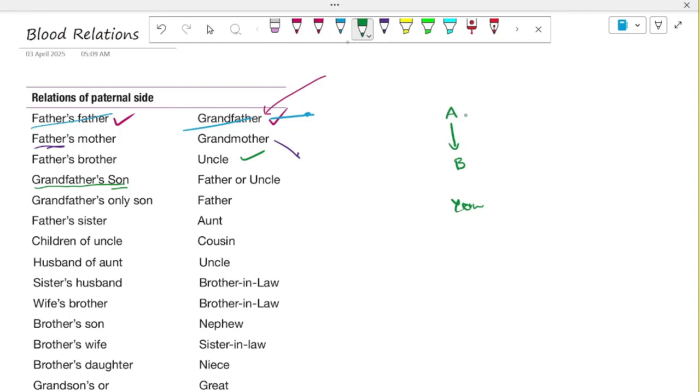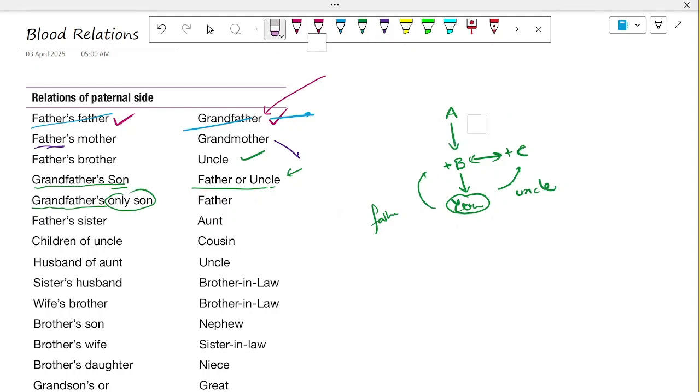If this grandfather is having two sons, then these both will be siblings, okay? And it is you. So if you are the son of this B, then this B is called your father and this C is called your uncle. So they have written here father or uncle. Okay. Now if you see the next one, grandfather's only son.